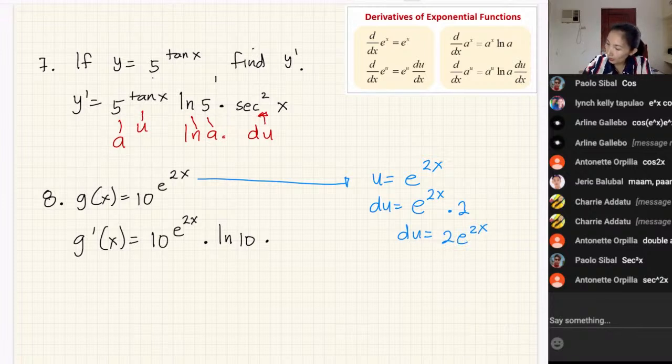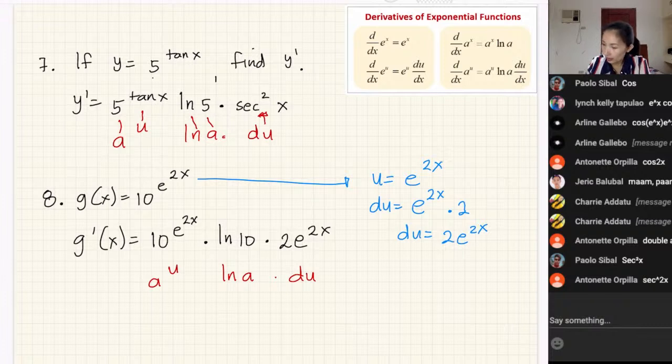So times, let's continue. This is now our a raised to u. This is ln, the natural logarithm of a, and then times du, which is 2e raised to 2x. Okay? Or g prime of x, you can rearrange, but if you leave your answer in this manner, it's alright. It's okay.